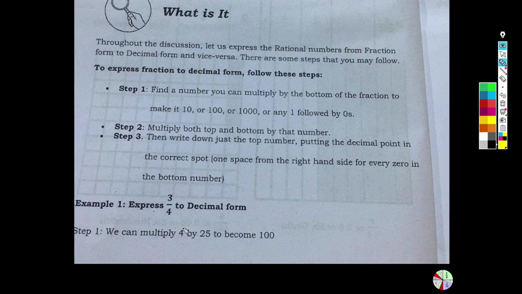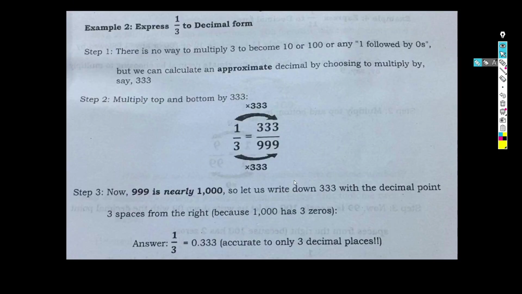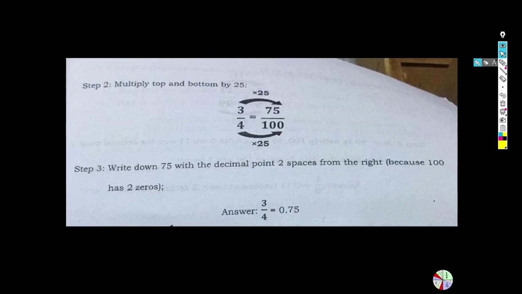Here, express 3/4 in decimal form. We can multiply 4 by 25 to become 100. And we will multiply 25 also to 3, because what we multiply at the bottom, we also multiply at the top part of the fraction. Let's move to the next page for step 2. Step 2, multiply top and bottom by 25. You can see that 25 and then 25, it must be the same, just to make the bottom part 1 with zeros.